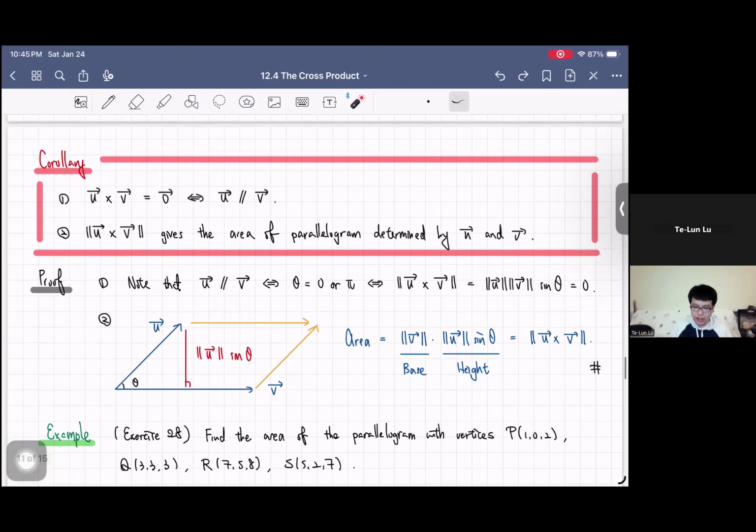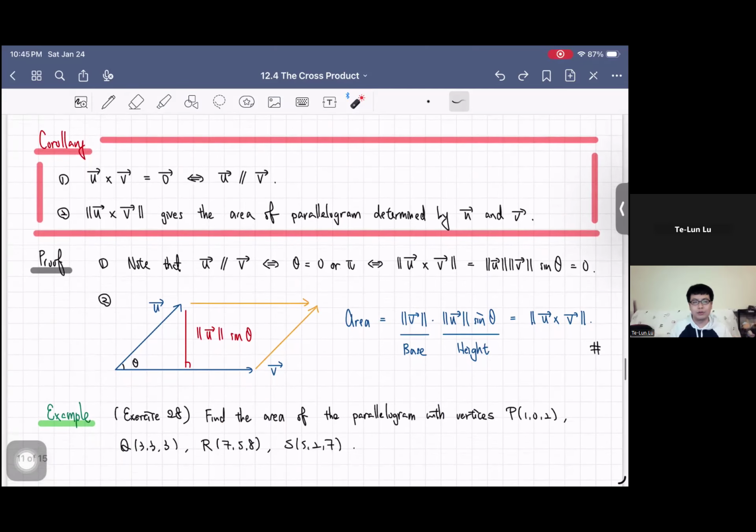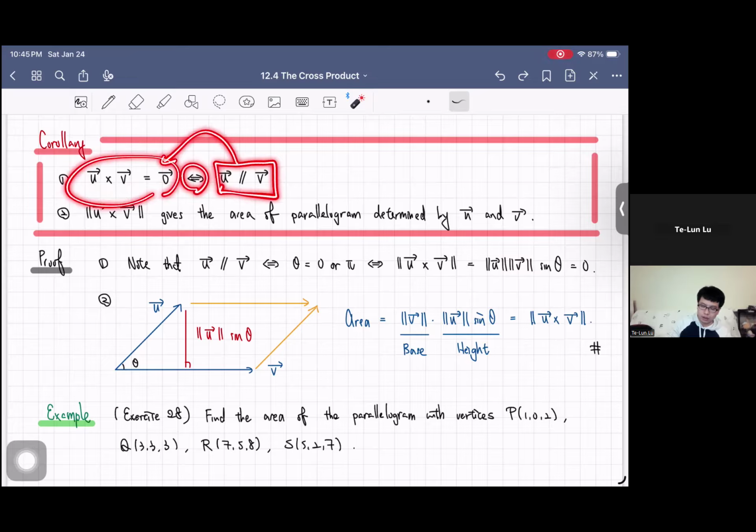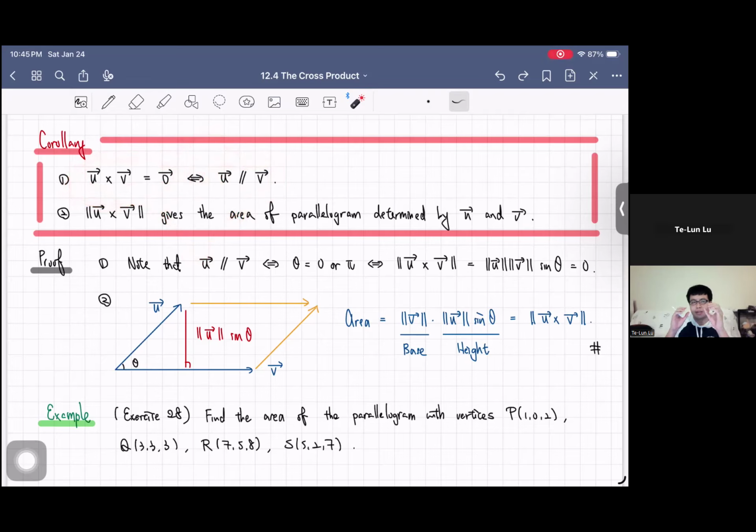So now after that kind of proof, after that kind of formula, we can actually provide more information about u cross v. So first of all, u cross v is 0 if and only if u is parallel to v. I want to mention this notation. This means that whenever u is parallel to v, then this happens. Also, when this happens, this happens. So both the terms on the left and on the right imply each other.